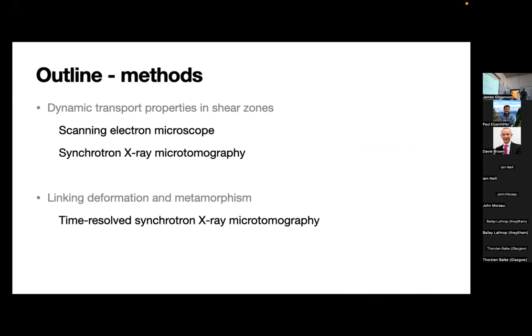The methods you're going to see are essentially scanning electron microscope images, mostly for the 2D case. It's some synchrotron X-ray microtomography for the 3D case, mostly so that we have the resolution to image very small structures, and then time resolved synchrotron microtomography for the 4D case.